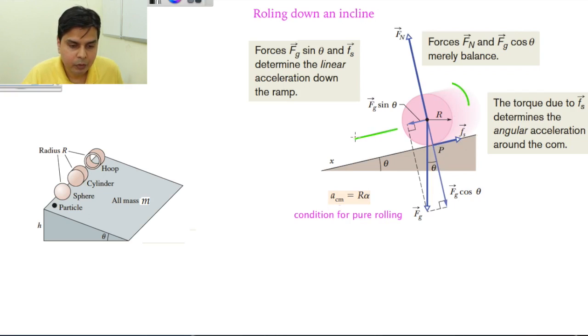So because of gravity and friction, there is an acceleration down the incline. Since the force of friction acts in the upward direction, there will be an angular acceleration alpha. And we have assumed that there is no slipping, that is, there is pure rolling. So that's why A_CM will be equal to R alpha. This is the condition for pure rolling. The torque for this alpha is provided by the force of friction, and the linear acceleration A is provided by Fg sin theta and Fs. So this is the case.